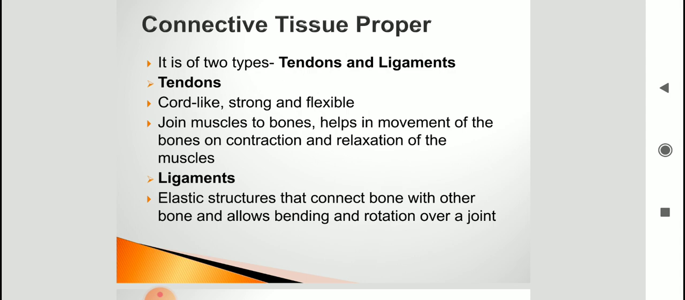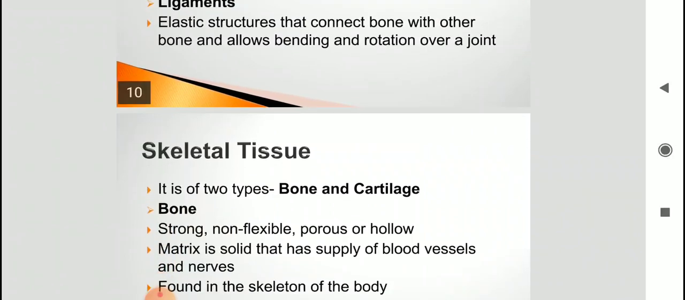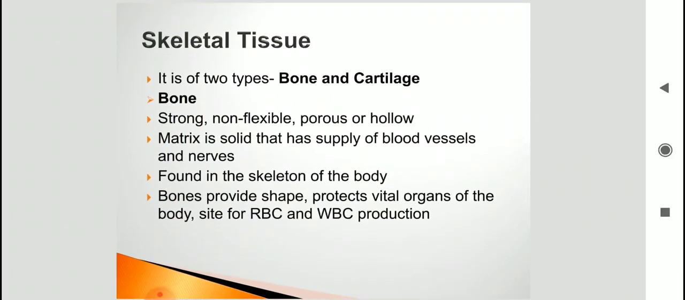The second type of connective tissue proper is ligament. Ligaments are elastic in nature, and they connect one bone to the other. Then skeletal tissue. It is of two types, bones and cartilage. Children, if you touch your ear pinna or the tip of your nose and try to move it a little bit, it can easily bend, it can easily move, right? So these regions contain cartilage.